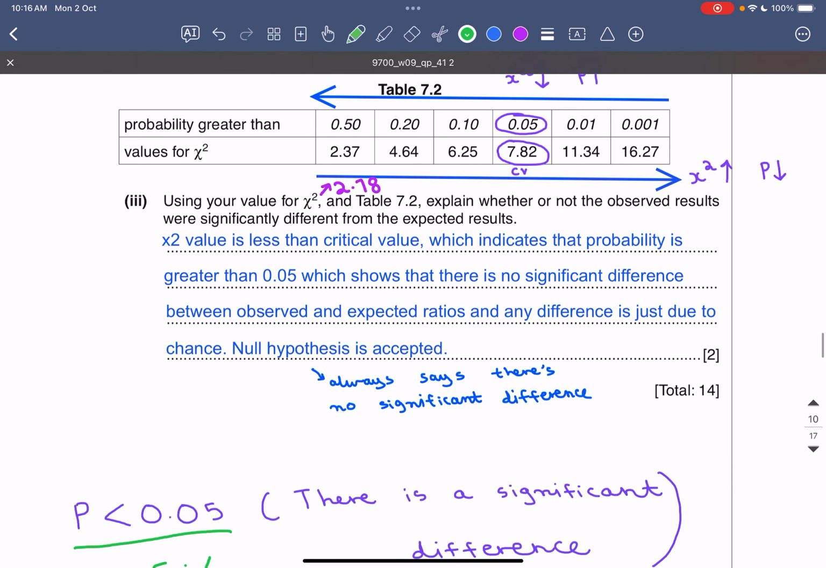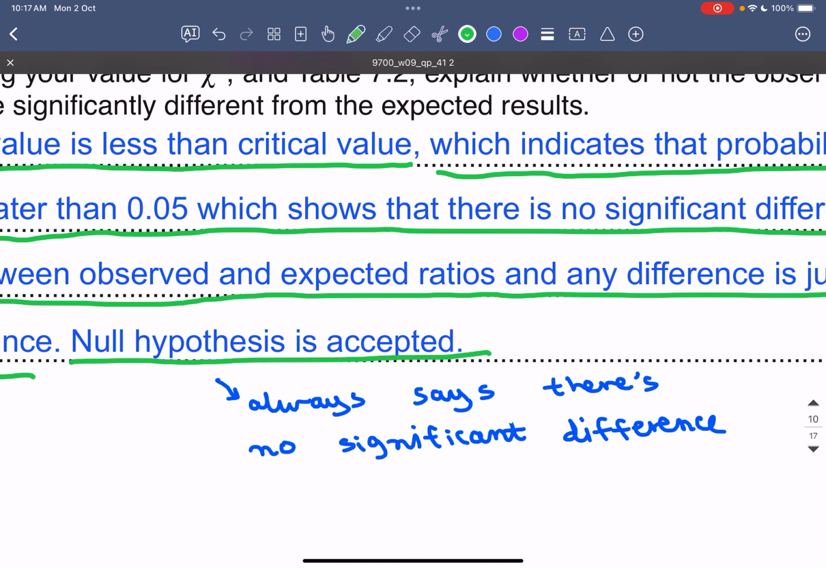So to answer this, you can say chi-square value is less than the critical value. So that means that the probability is greater than 0.05 or 5%, and this shows that there is no significant difference between expected and observed ratios. And if there is any difference, that difference is just due to chance, and the null hypothesis is accepted. And the null hypothesis is accepted because the null hypothesis always says that there is no significant difference.